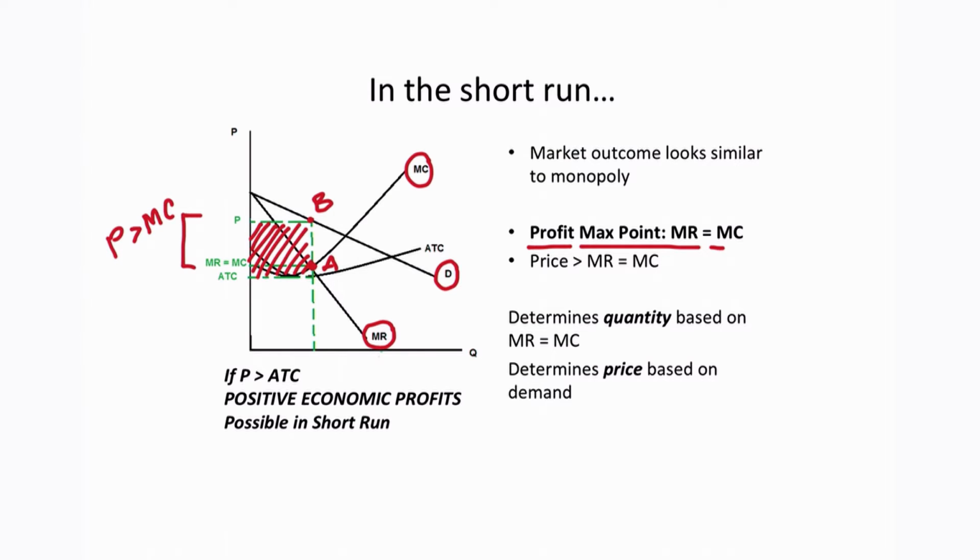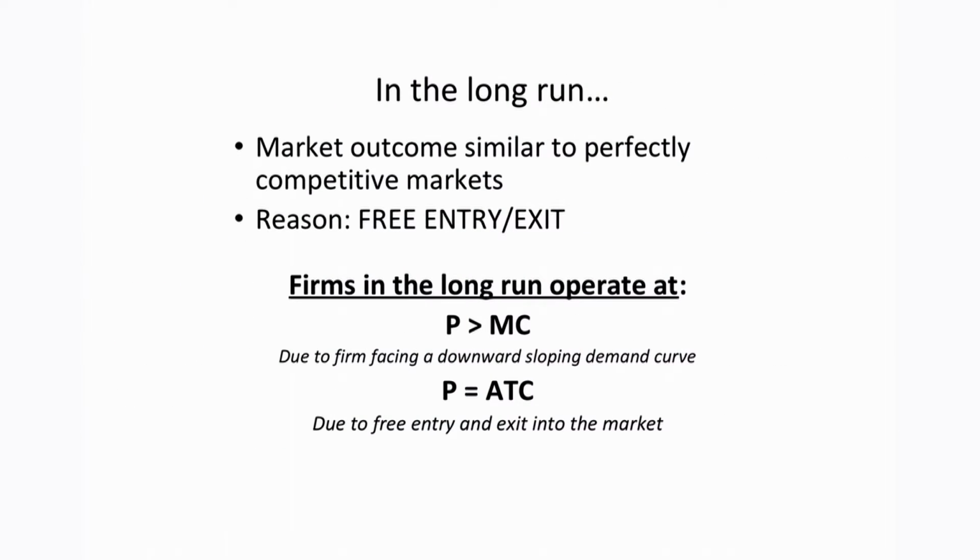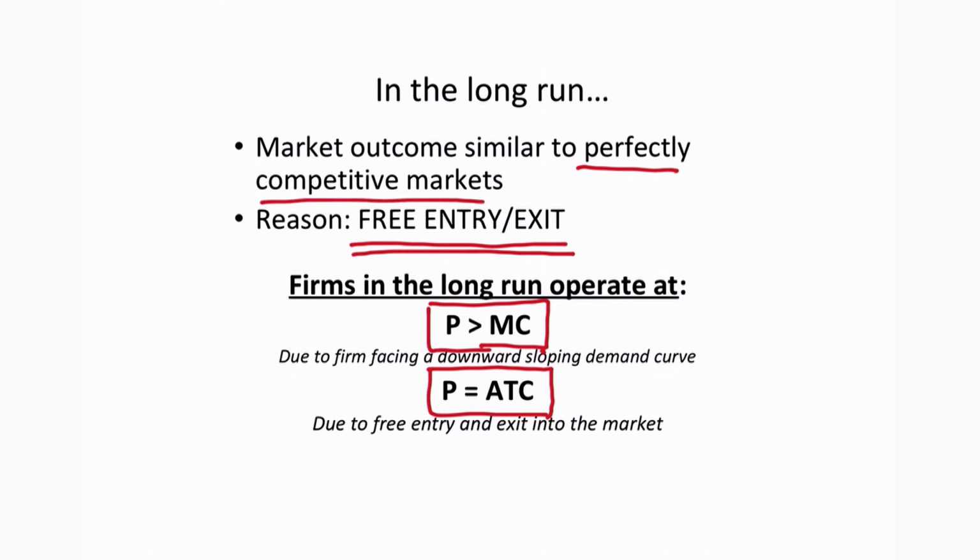Positive economic profits are possible in the short run, but we'll see that we will have zero economic profits in the long run. So in the long run, what we observe is that because we have free entry and exit of firms in the market, firms are going to operate at a point where the price is greater than marginal cost. There's some markup, but because of the free entry and exit, price is going to be equal to average total cost. Therefore, the market outcomes are going to be similar to what we see in perfectly competitive markets.